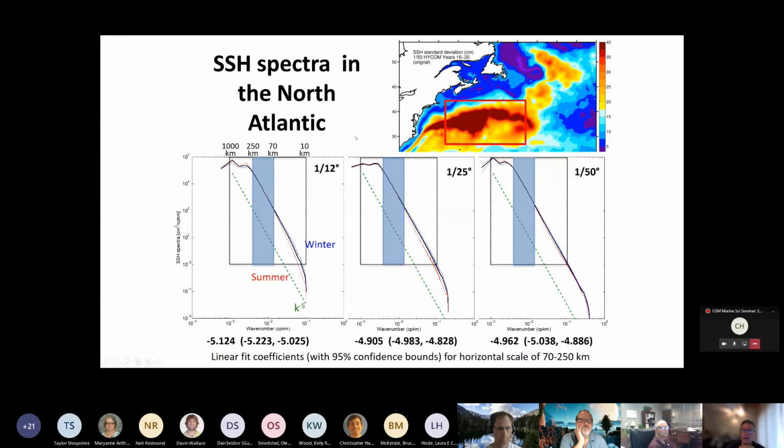So what we did is we started to look at the impact of the subsampling that takes place in Aviso. And for this, we looked at the sea surface height spectra in the North Atlantic. So we picked this box in red and looked at the various representations. You have more and more information as you increase the resolution to 1/50 degree, which is about 1.5 kilometers in this region. And the slope doesn't really change much between 50 and 250 kilometers. It's about -5 for all simulations.